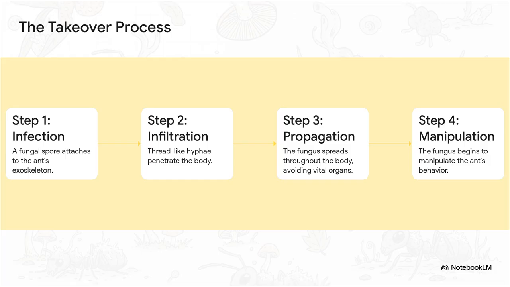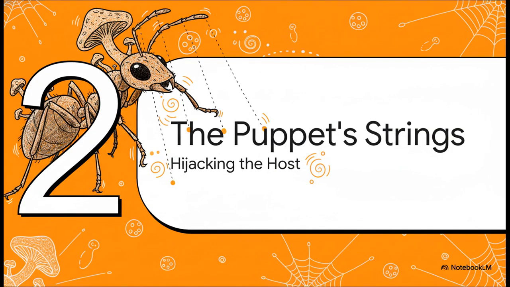Now here's the really clever part. Once it's inside, the fungus spreads out like a web, but it very carefully avoids all the vital organs. Why? Because it needs the ant alive and needs it walking around for what comes next, the manipulation. Right. And this is where things go from biology to straight-up science fiction. The fungus is in, it's settled, and now it's time to get the ant to do exactly what it wants. So how does it actually seize the controls?